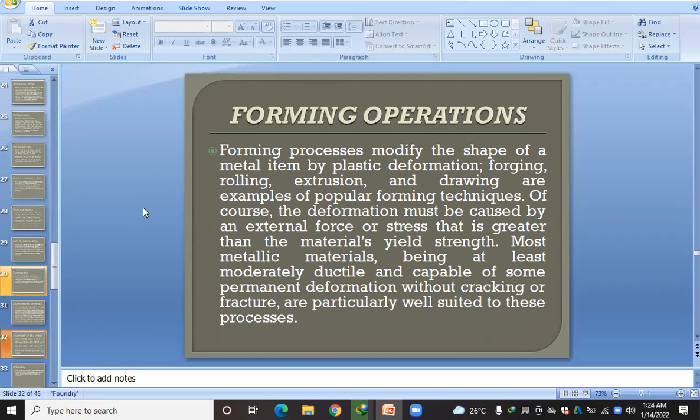Forming operations. Forming processes modify the shape of a metal item by plastic deformation. Forging, rolling, extrusion, and drawing are examples of popular forming techniques. Of course, the deformation must be caused by an external force or stress that is greater than the material's yield strength. Most metallic materials, being at least moderately ductile and capable of some permanent deformation without cracking or fracture, are particularly well suited to these processes.